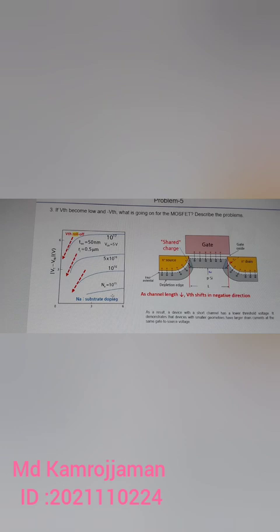This is question number 3 of problem 5. If the threshold voltage becomes low and negative, what is going on in the MOSFET? Describe the problems.